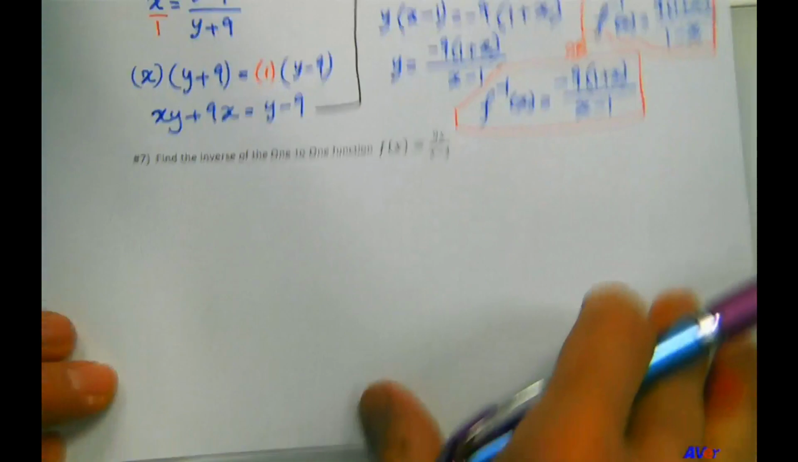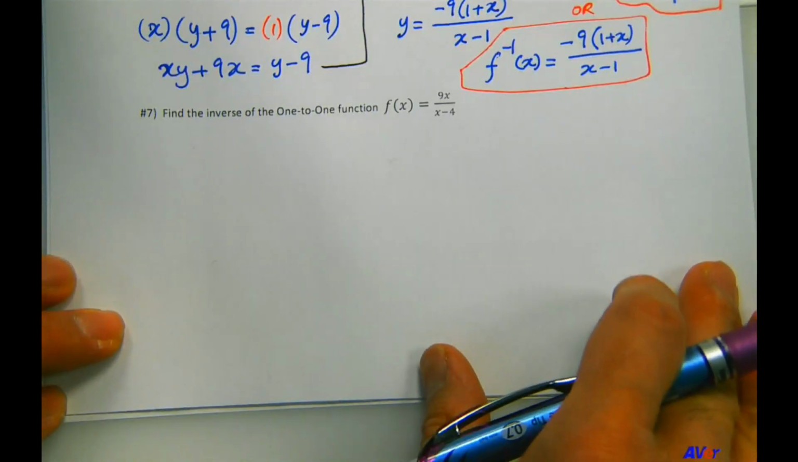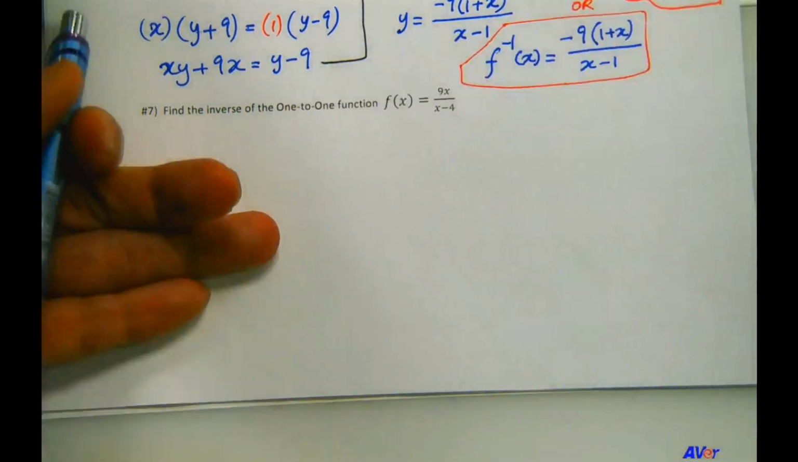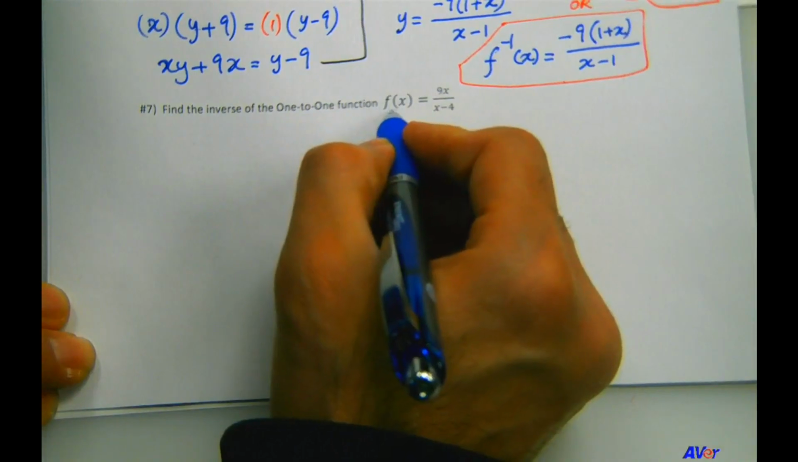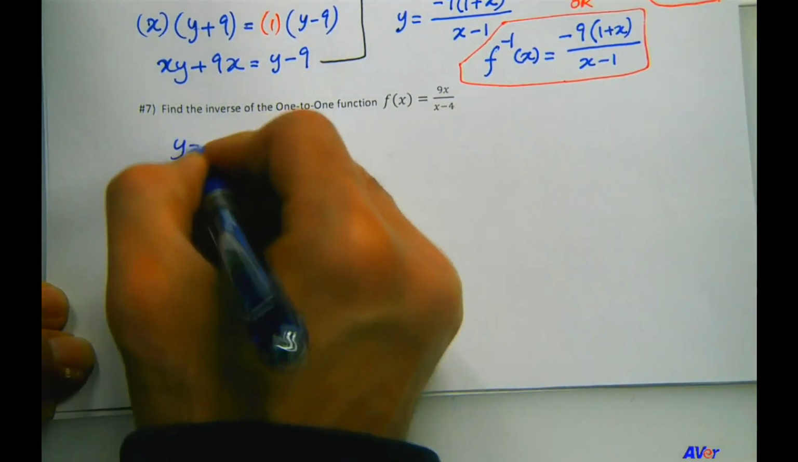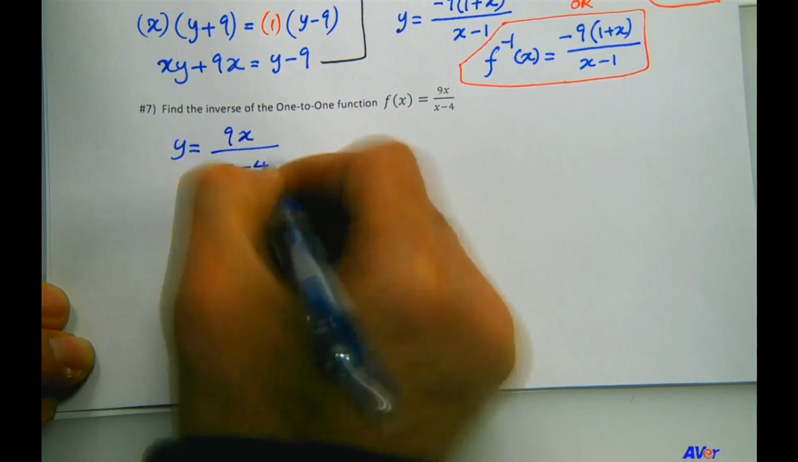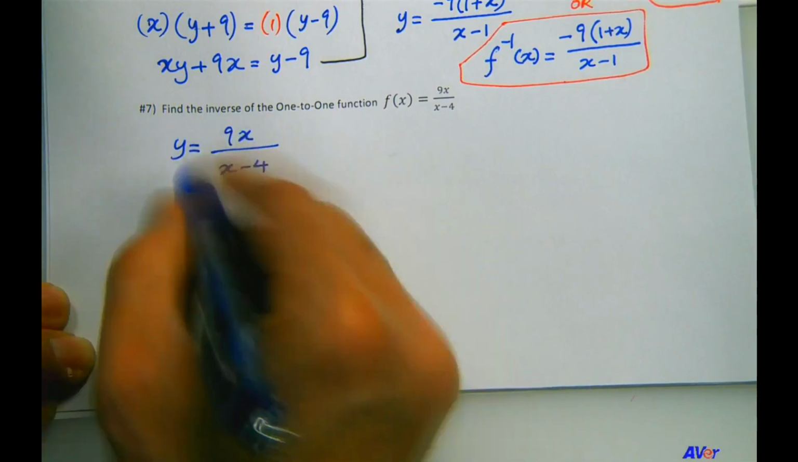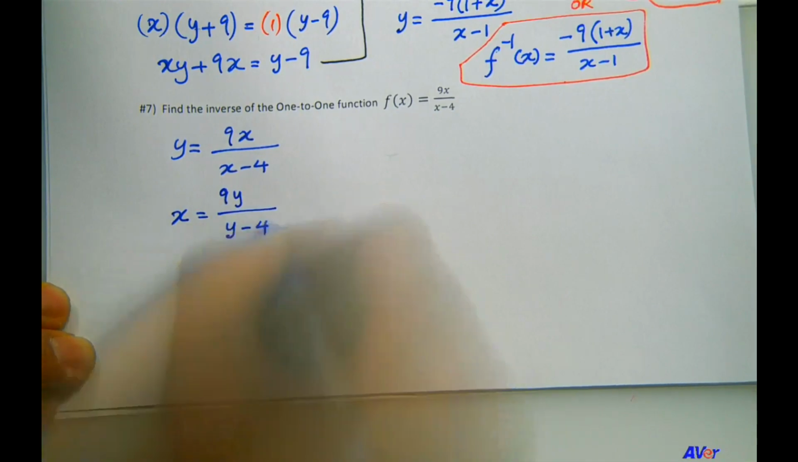Okay, so this number 7, I hope again you have your own solution in front of you and you're here to compare it with my solution. Okay, so we have a one-to-one function. Let me replace the function notation with y. 9x equals x minus 4, right? And then I'm going to swap the x and y. So x equals 9y over y minus 4.